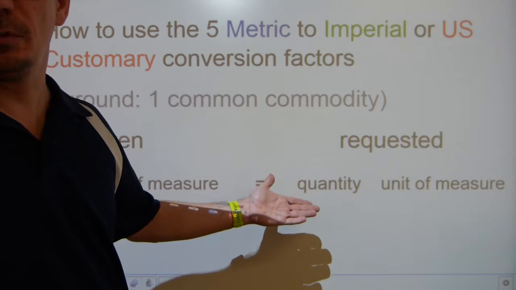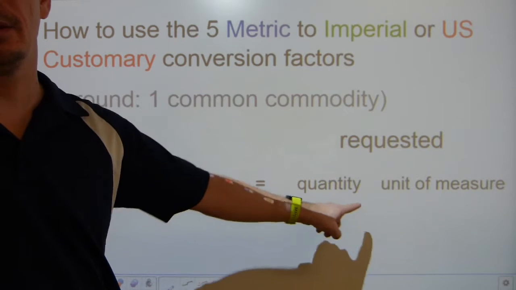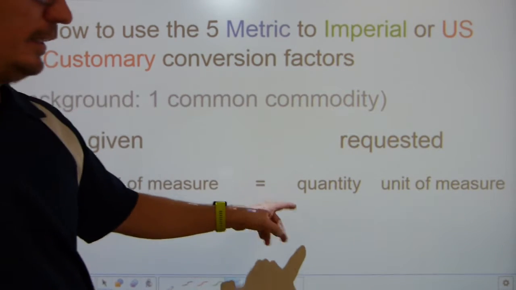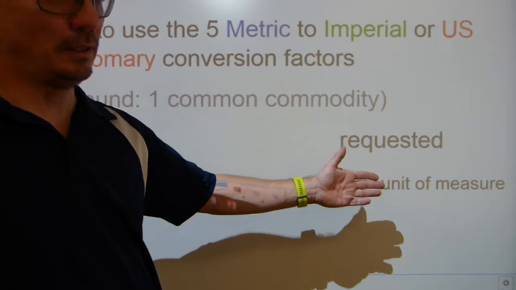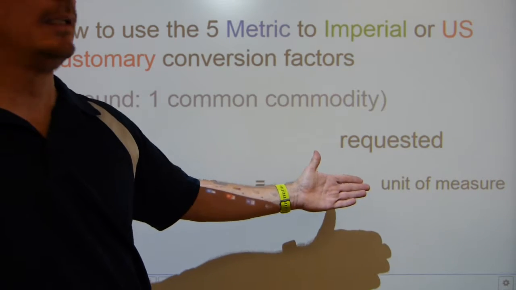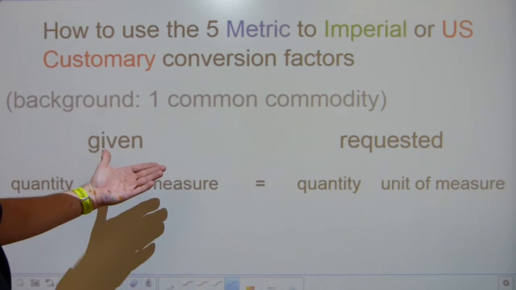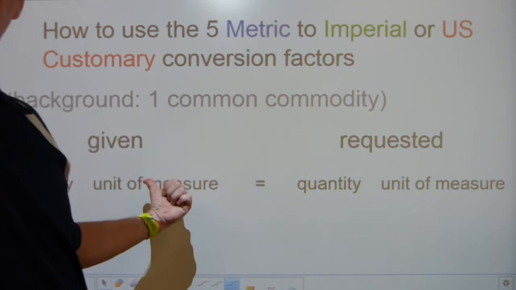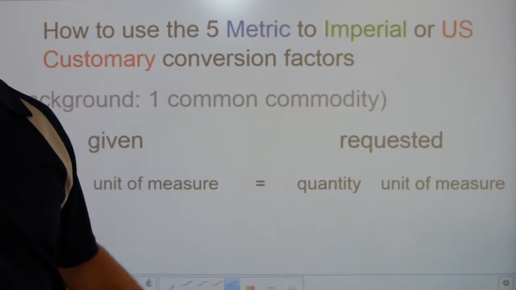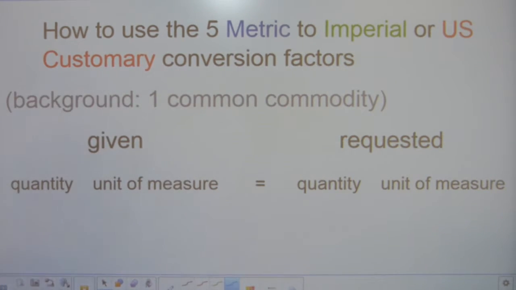Then you have a requested quantity that's to be calculated, and there's a blank line underneath there, and the unit of measure that's also given, but it's on the requested side because you need to know what to convert into what. So you also have that unit of measure there. Let's take a look at a practice problem.